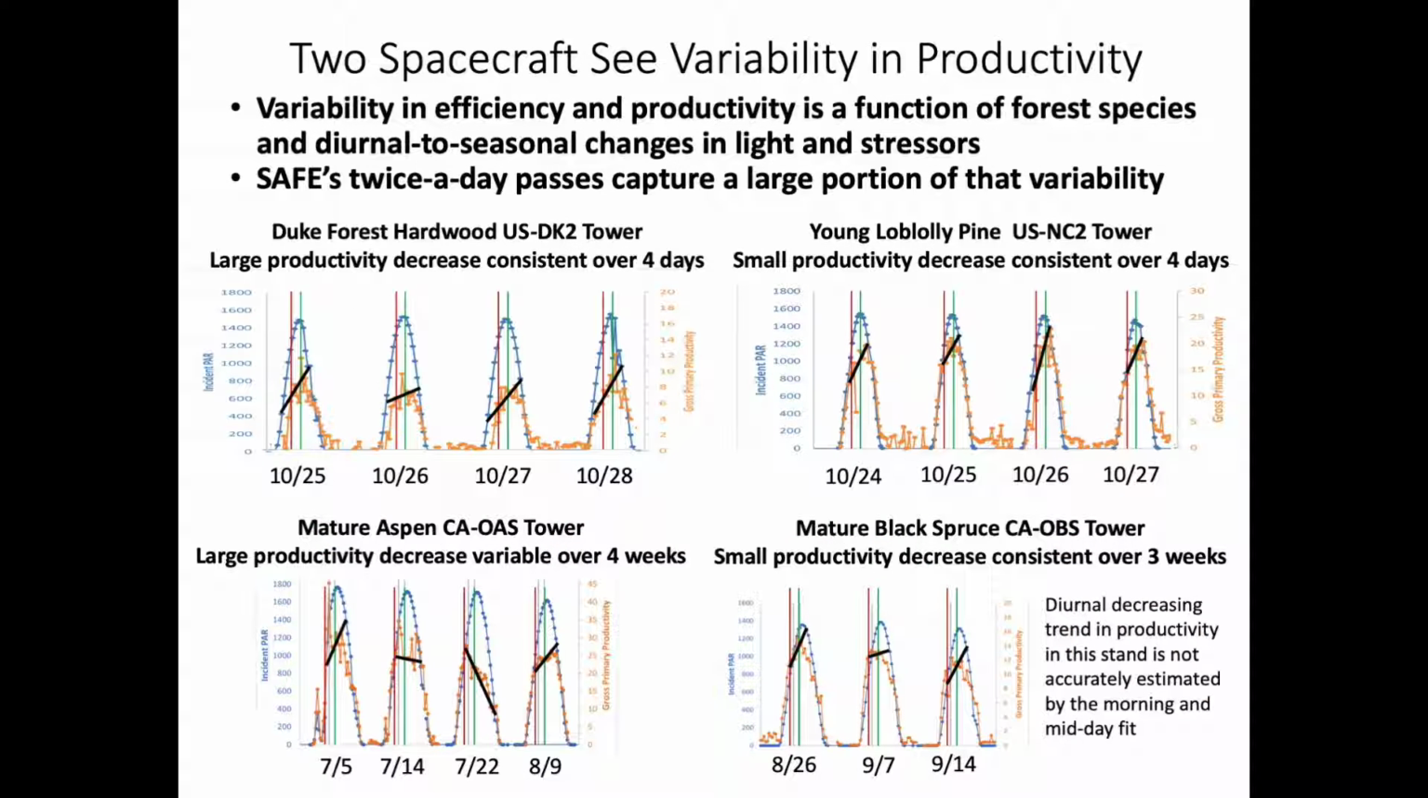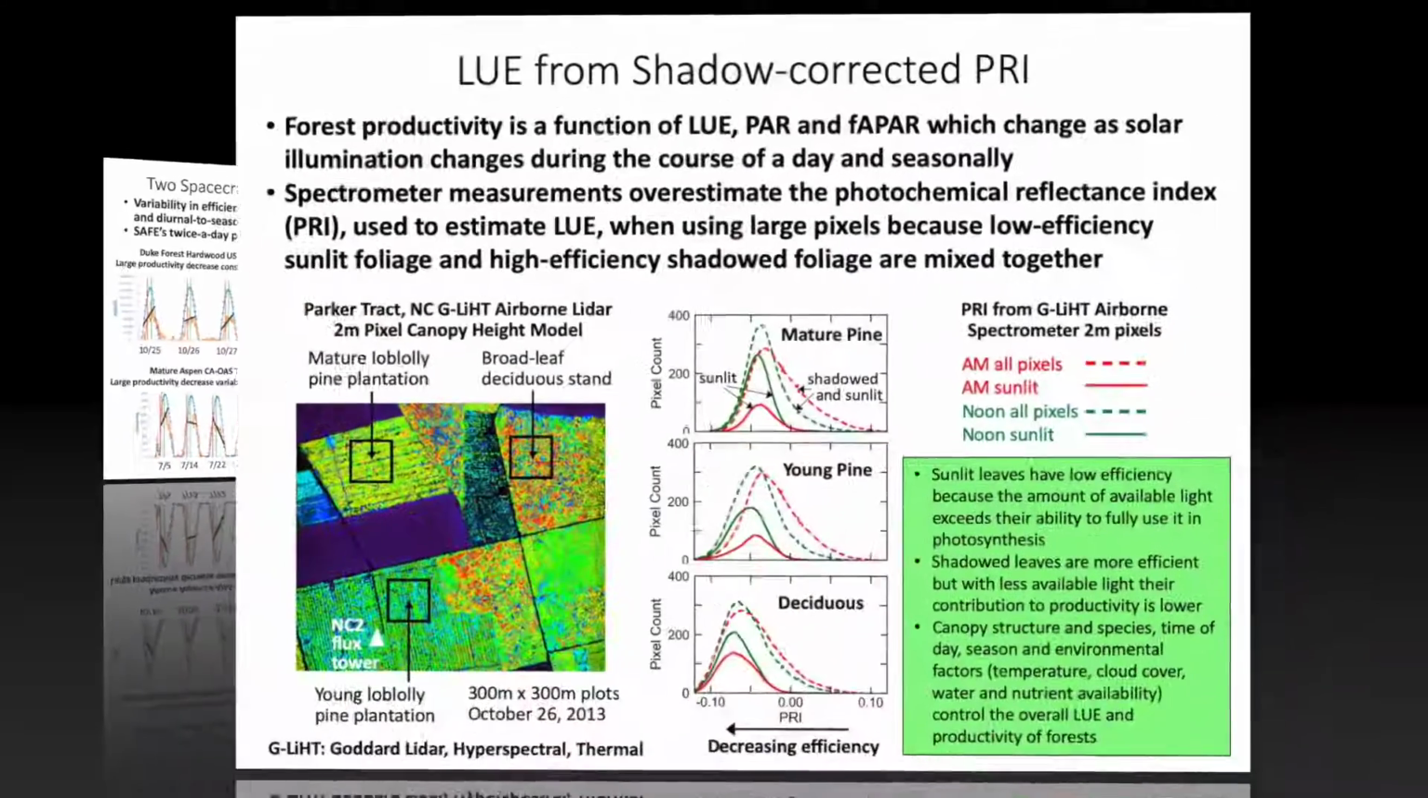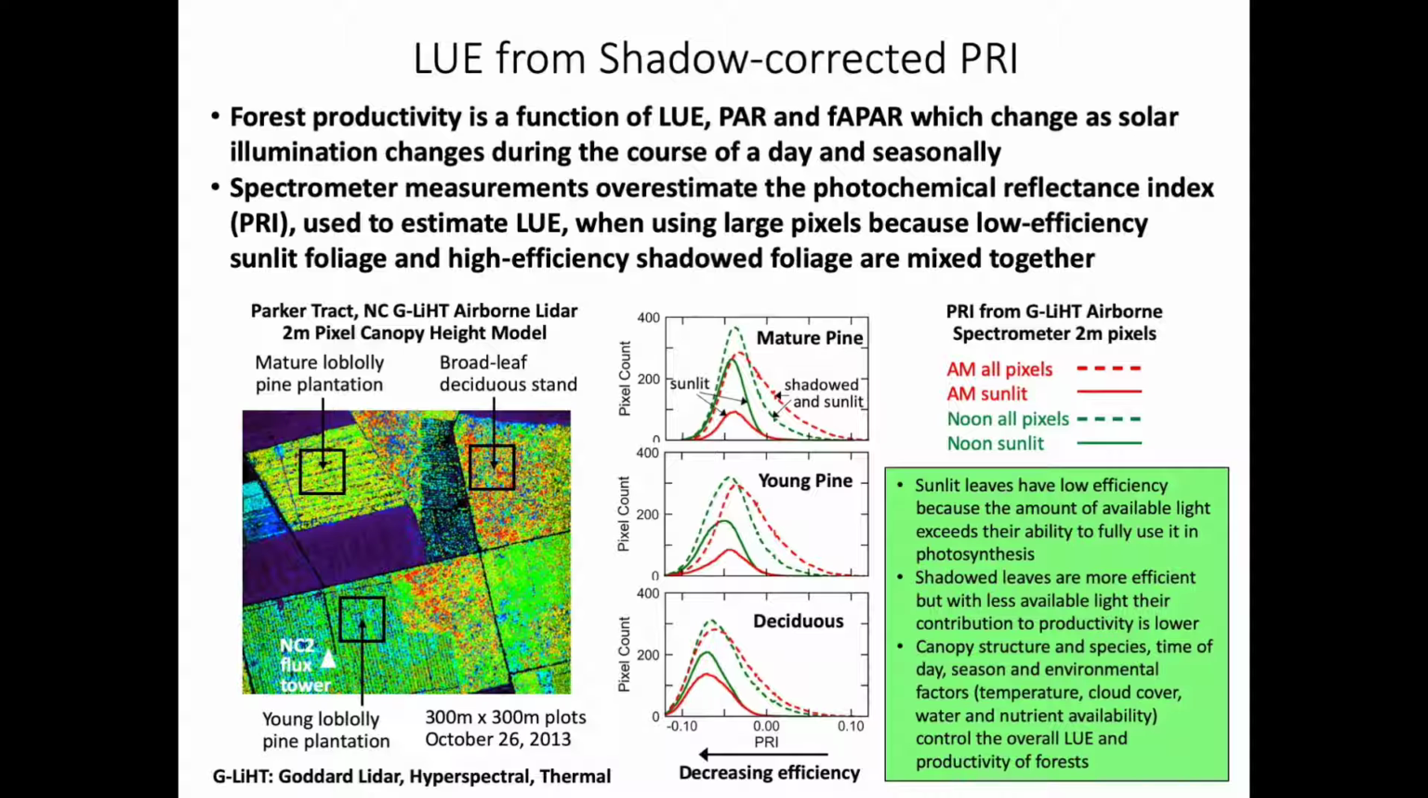Variability in efficiency and productivity is a function of forest species and diurnal to seasonal changes in light and stressors. Our twice-a-day passes capture a large portion of that variability, again, at the management scale. Spectrometer measurements typically overestimate PRI and therefore light use efficiency, because low efficiency sunlit foliage and high efficiency shadowed foliage are mixed together.